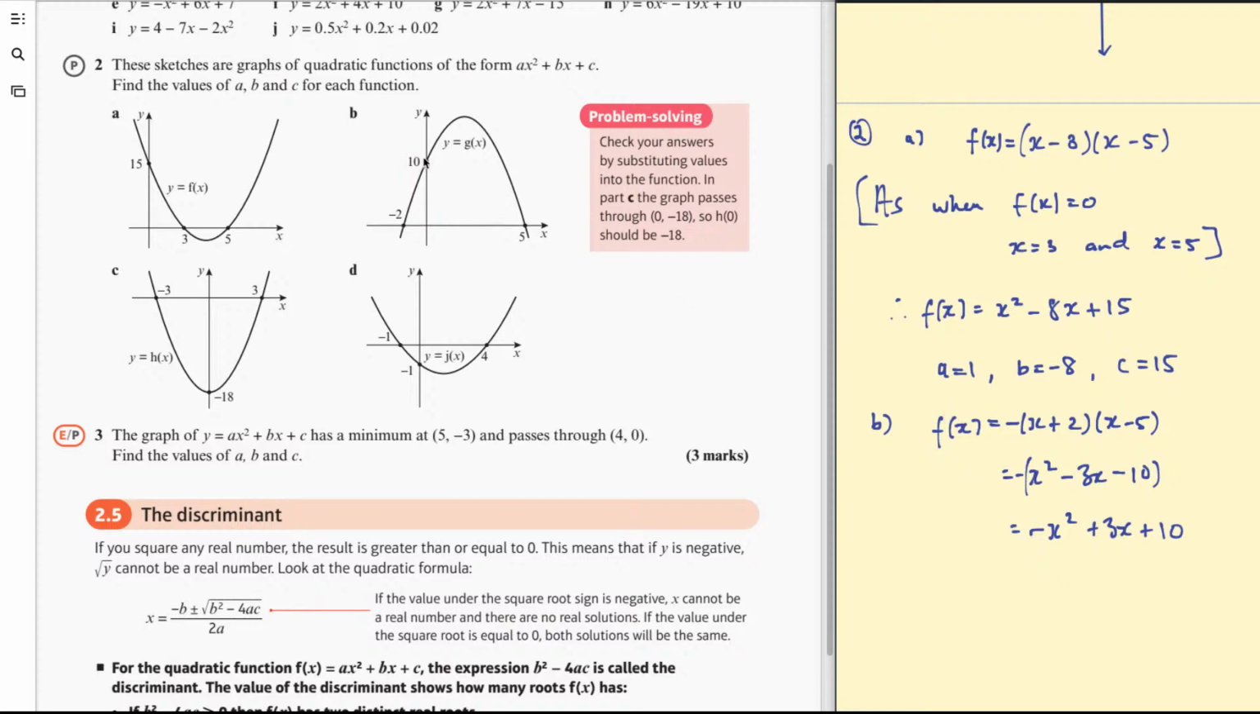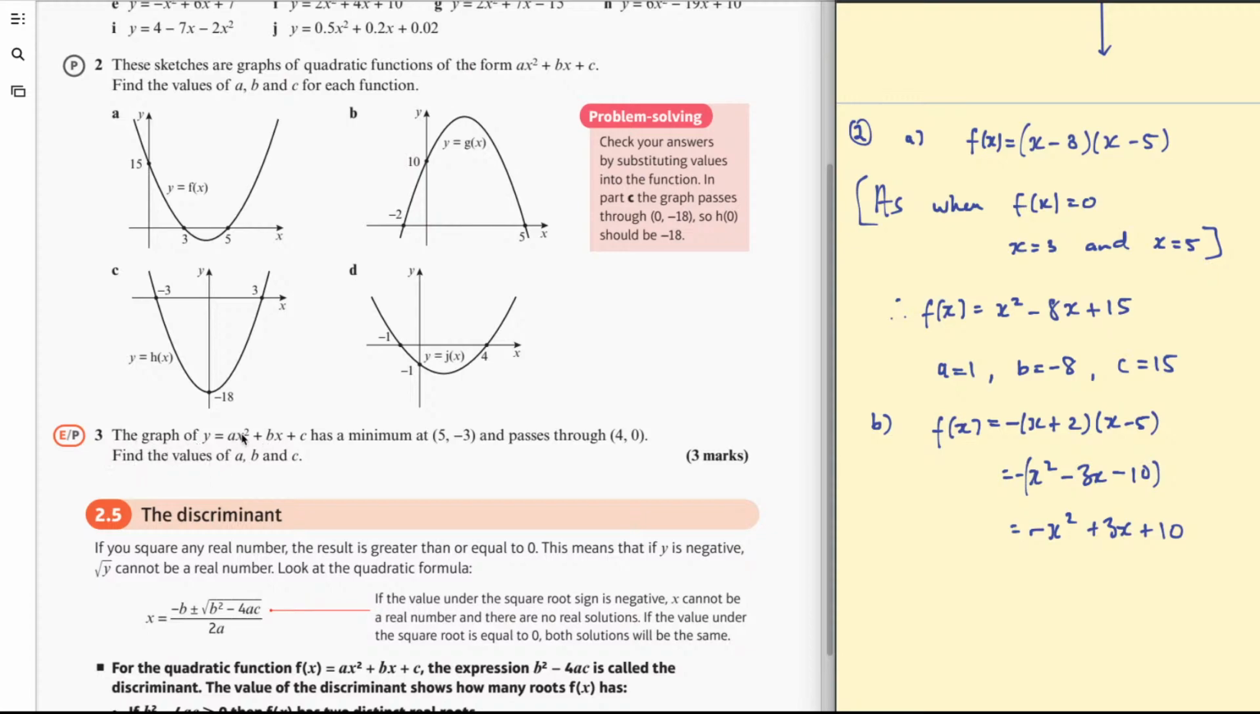Okay, so that are those two. Here it says check your answers by substituting values into the function. In part C, the graph passes through 0, 18, so h of 0 should be negative 18. Okay, little tip there.